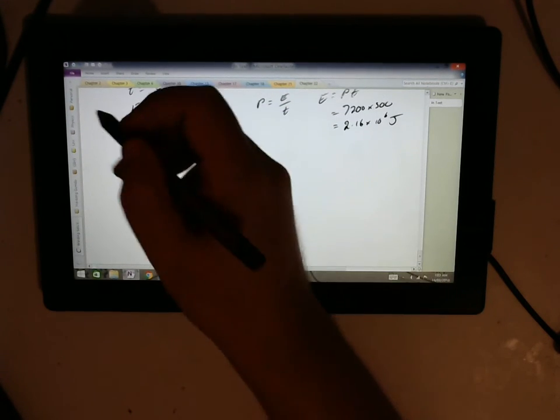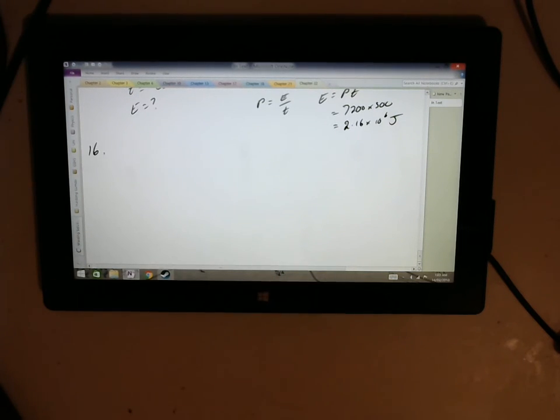Let's look at 16. It requires 4.2 kilojoules of energy to raise the temperature of 1 kilogram of water by 1 degree Celsius. So those of us who did thermo last year, that should be a number that's fairly familiar to you. Remember, that's a heat capacity of water.